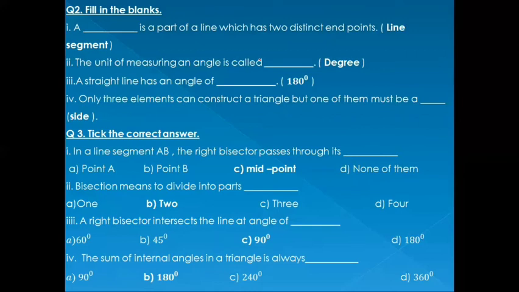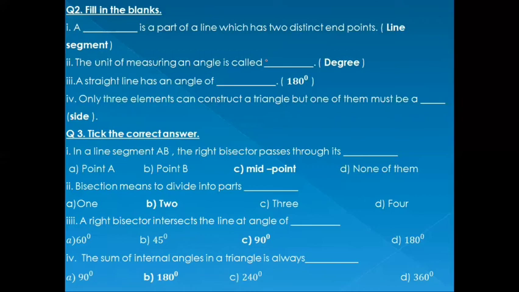Second, dear student, the unit of measuring an angle is called dash. That is the degree. A straight line has an angle of dash. Always, the measurement of a straight line is 180. Right answer, 180.